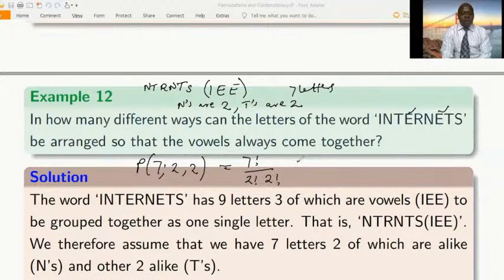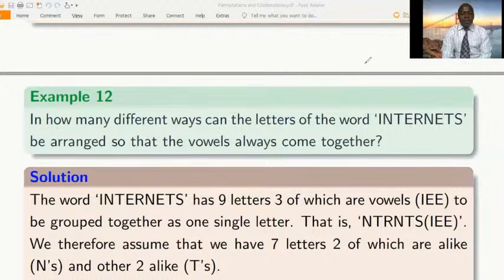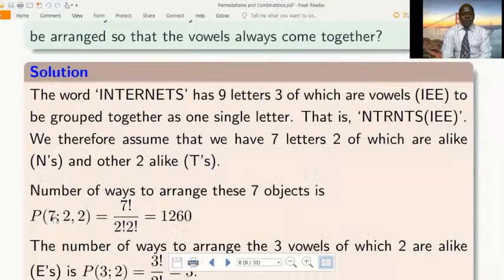So this one you can use your calculator. Let me just scroll down. Yes, it's here. The number of ways to arrange those 7 objects should be this, 7 factorial over 2 factorial times 2 factorial, and that gives you 1,260 words. Now you have to check what about among the vowels.